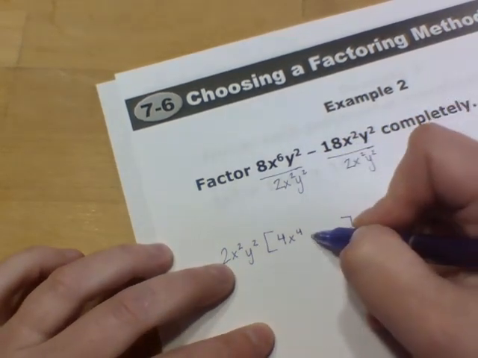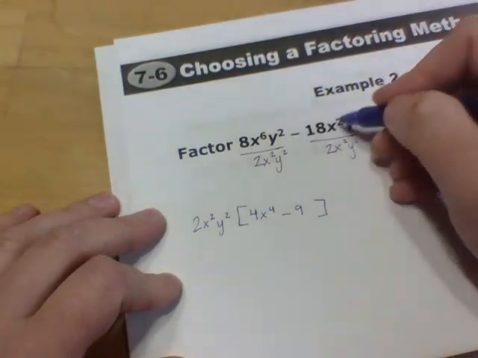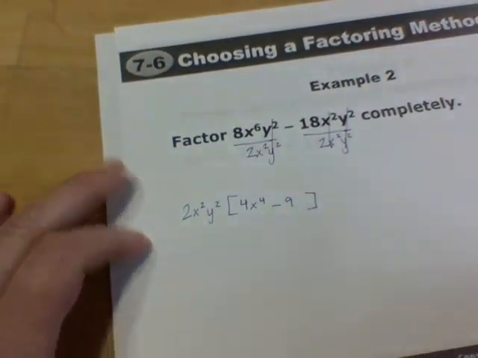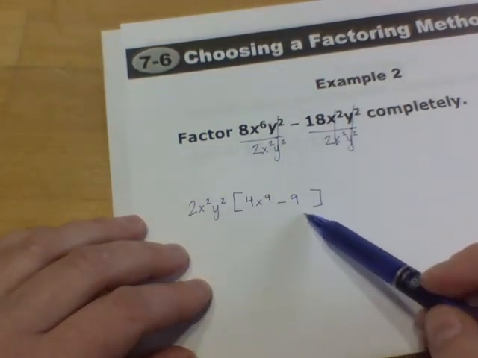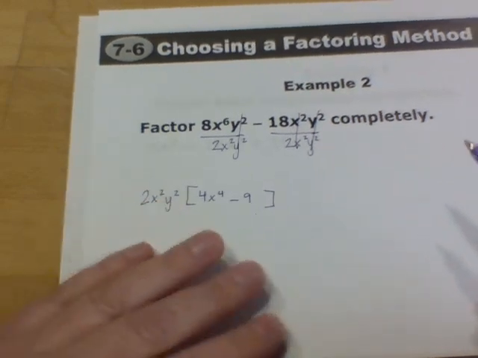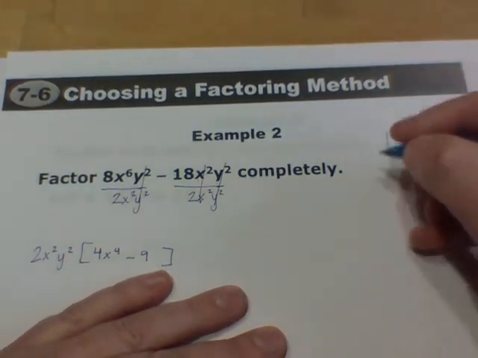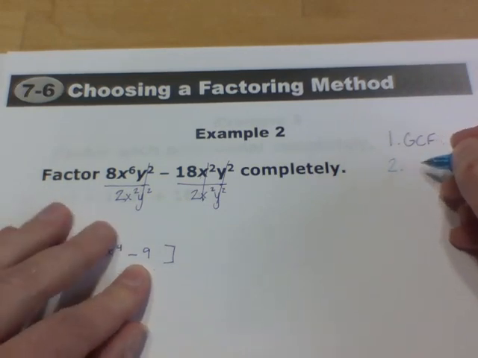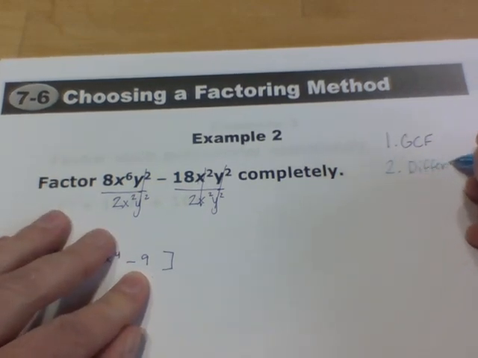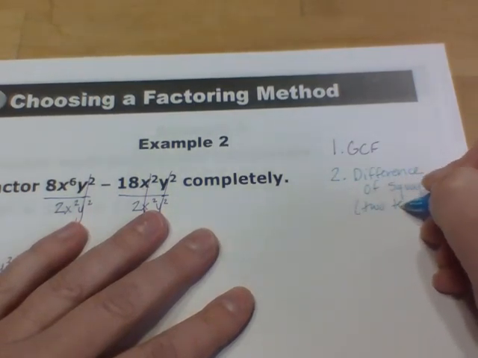And then this last piece has a 9 from 18 over 2, and those cancel, so nothing left there. All right, so now we have 2x squared y squared times 4x to the 4th minus 9. Now, since we have done the first step of GCF, the second step is going to be the fact that it is a binomial. So since it's a binomial, we're going to check for a difference of squares, again, because there are 2 terms, or a binomial.